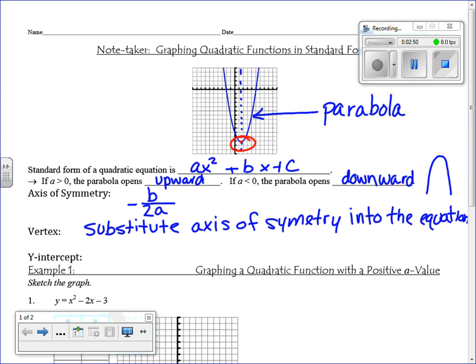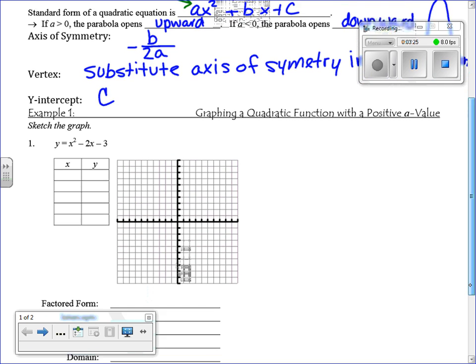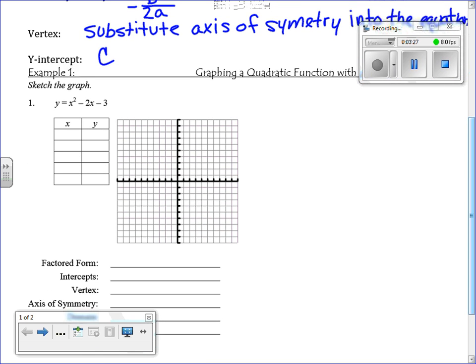And the y-intercept, where our parabola crosses the y-axis, is going to be c. If you change all your x's to 0 in an equation of ax squared plus bx plus c, then the a and b terms are wiped away and all you're left with is c. Let's take a look at this in motion, and we'll definitely practice more of these in class as well, so don't freak out right now.